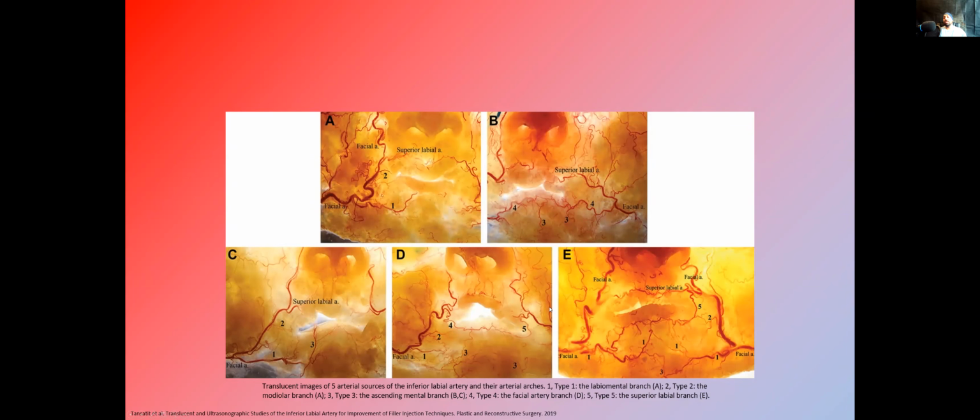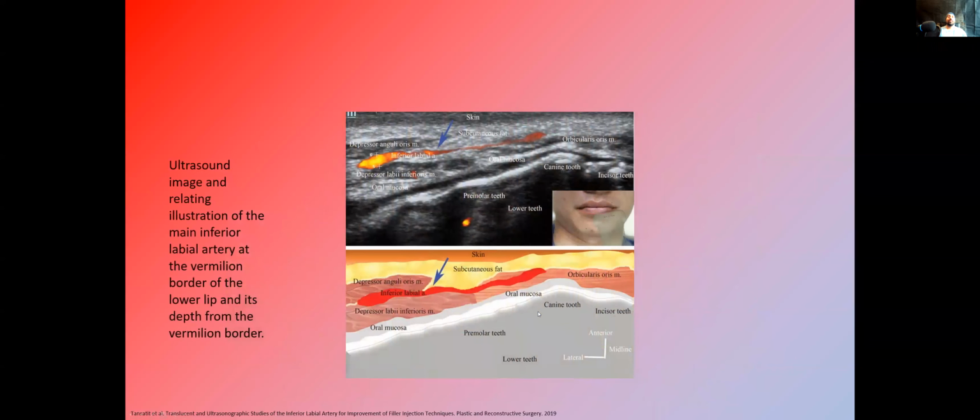Okay, so you can have a look at this in a little bit more detail when you pause it on YouTube, but just very useful to know. And again, from the same study, they did an ultrasound scan to see where the inferior labial artery was, and look what they found here. So you've got the skin, subcutaneous fat, and then you had your inferior labial artery, which tells you it's actually very superficial.